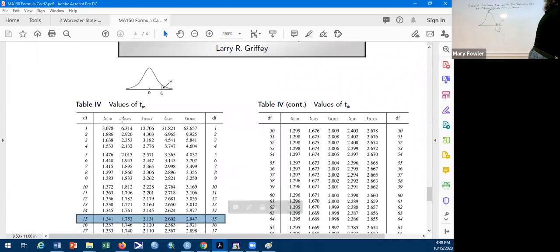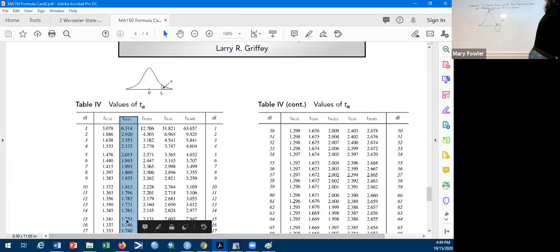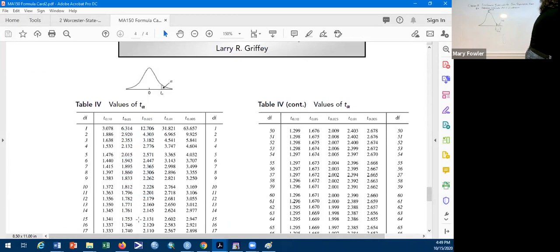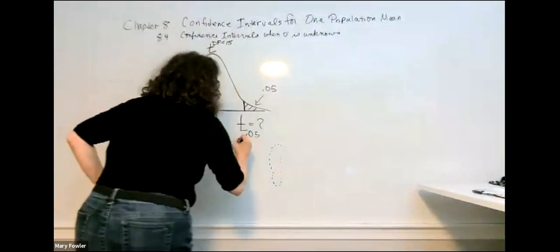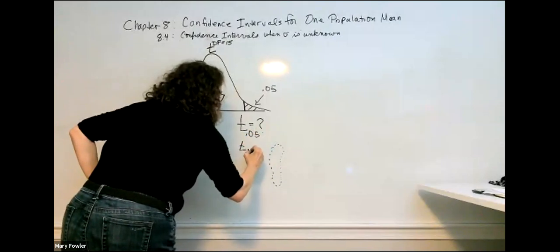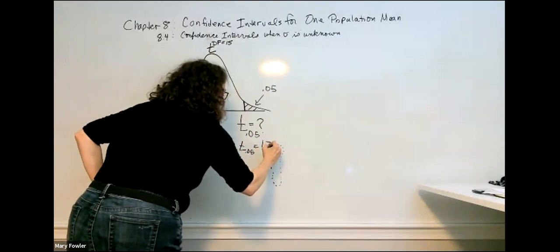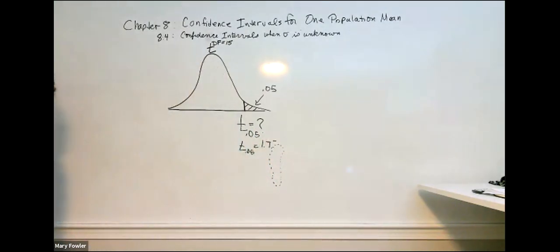Look up here for the subscript on the T to determine which column you want to be in. We want to be in this row, right? So really, it's this guy here. It's from the row 15 and in the column determined by 0.05. And so the value we're looking for is 1.753. So let me put that up on the whiteboard: T sub 0.05 equals 1.753.